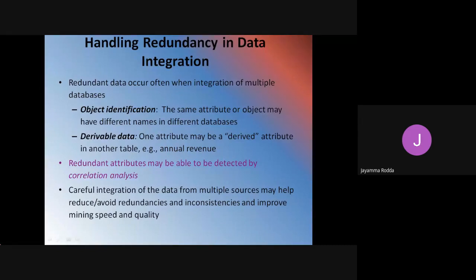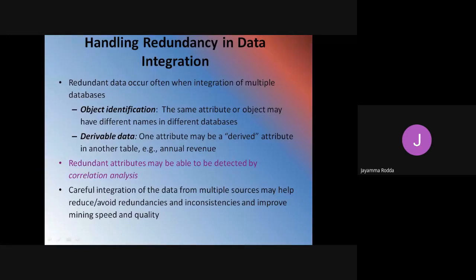That particular values, one set of the values will be used, ignoring the other set. In that way, we can reduce the redundancy and handle the redundancy process, and only one set of data will be integrated into the data warehouse.